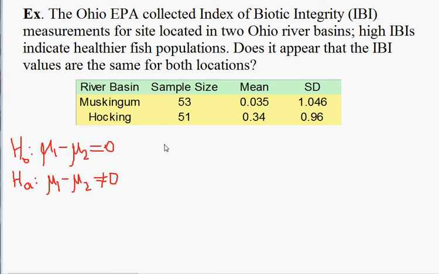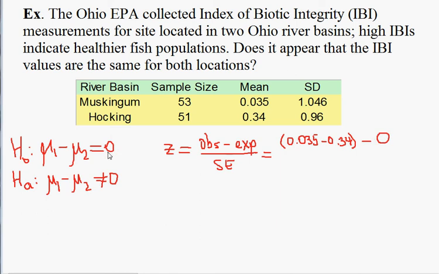Okay, we're going to have a z-test for this because I have two large samples, and as always the z-test will be the observed difference minus the expected difference divided by the standard error for the difference. The observed difference will be just simply the difference between the two means, 0.035 minus 0.34. That's the observed difference between the two means. The expected difference will be 0 because that is the null hypothesis, that they're the same.